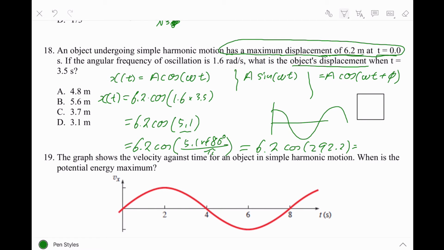1.6 times 3.5 is exactly 5.6. This is 5.6. Yep. So this one is times 180 divided by... So it makes sense now. 320. So cosine multiply 4.2 is 4.8. All right.